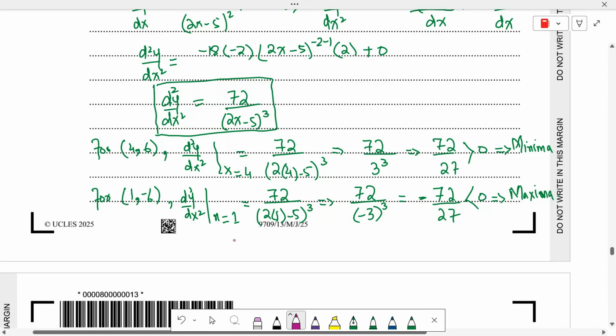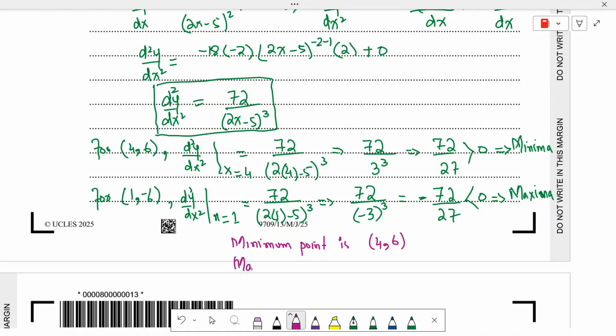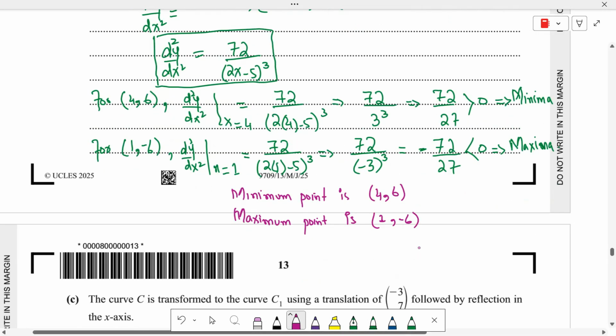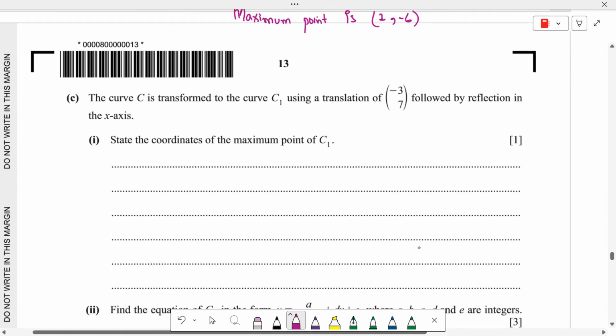We can say that the minimum point is (4, 6), and the maximum point is (1, negative 6). Now let's move to part C.